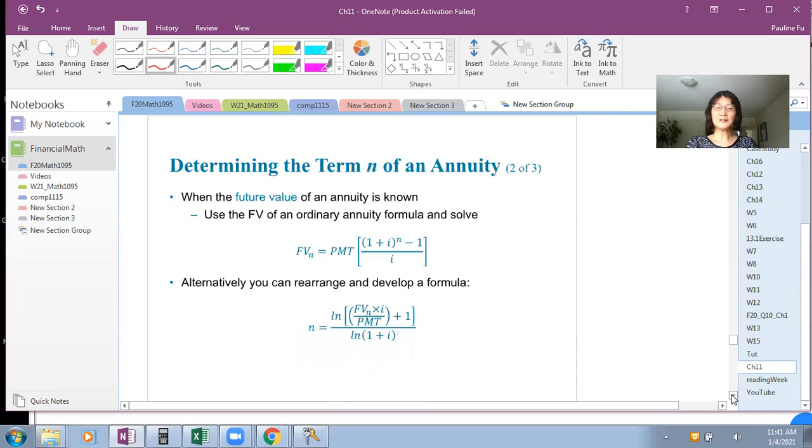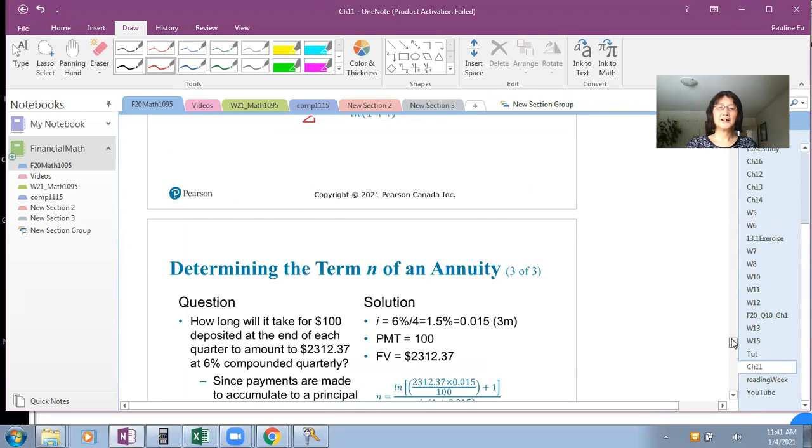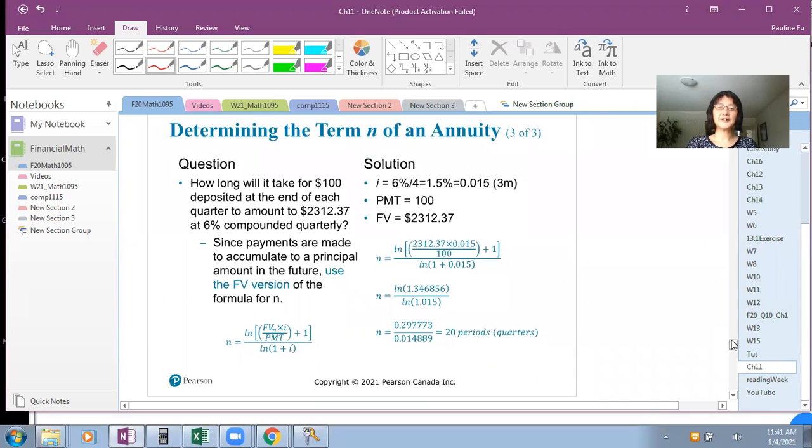So let's look at the formula. When you use the formula, if the future value is given, you can use this formula to solve for N. Just do a little bit of algebra, you can solve for N. This is the formula method. Now let's look at the example. This example I will do using 3 methods. 1, formula method. 2, calculator method. 3, Excel.